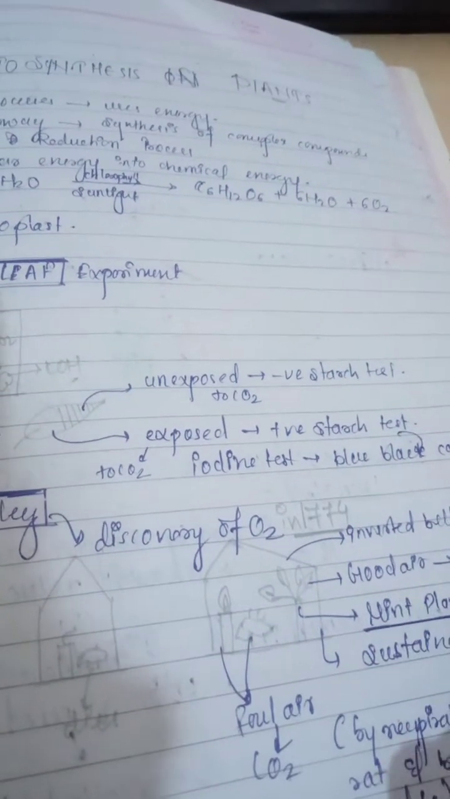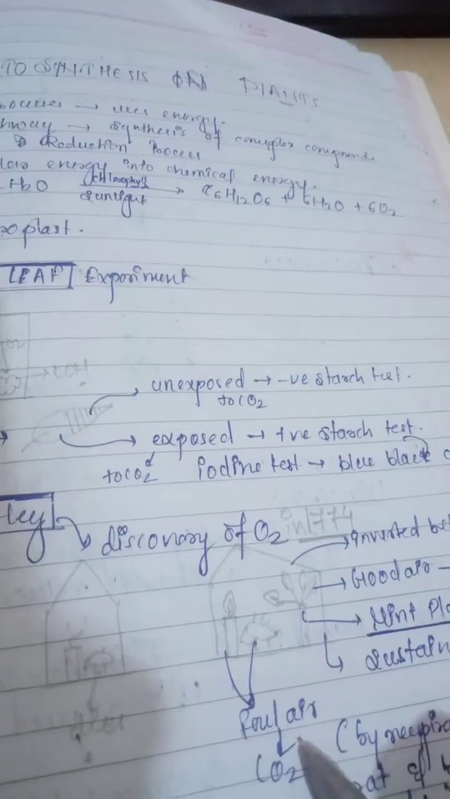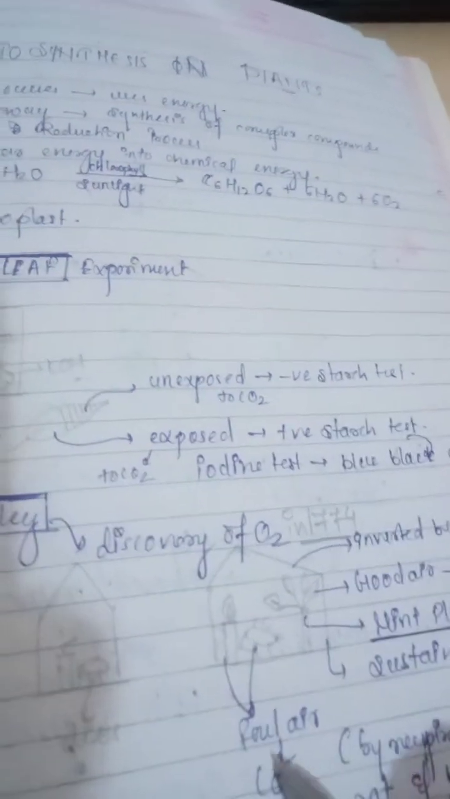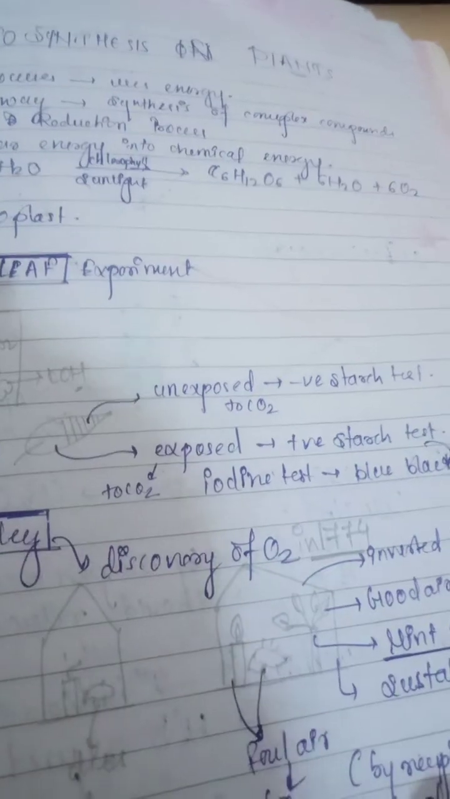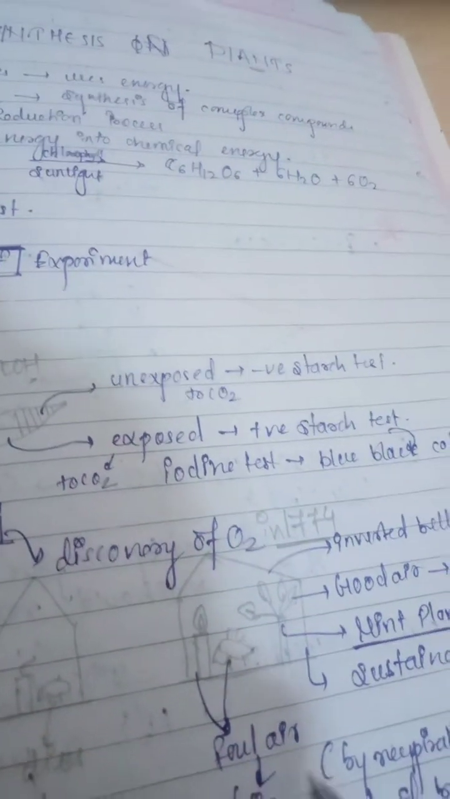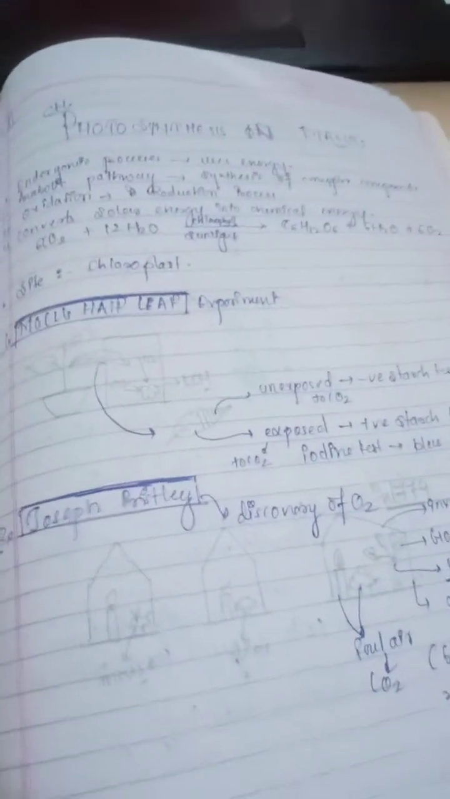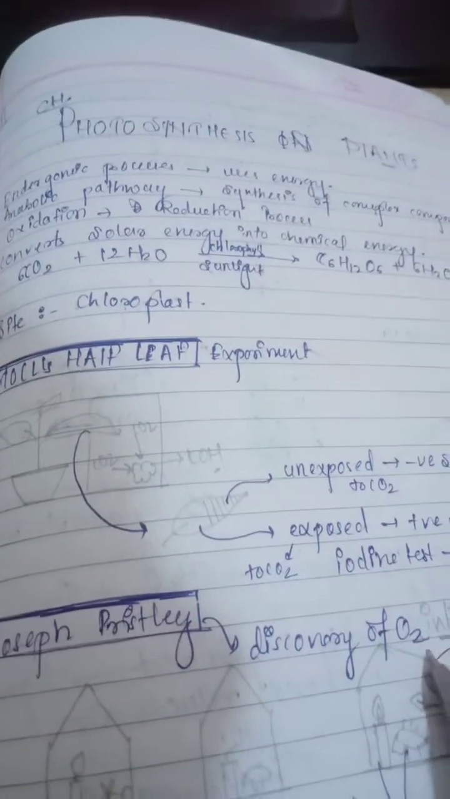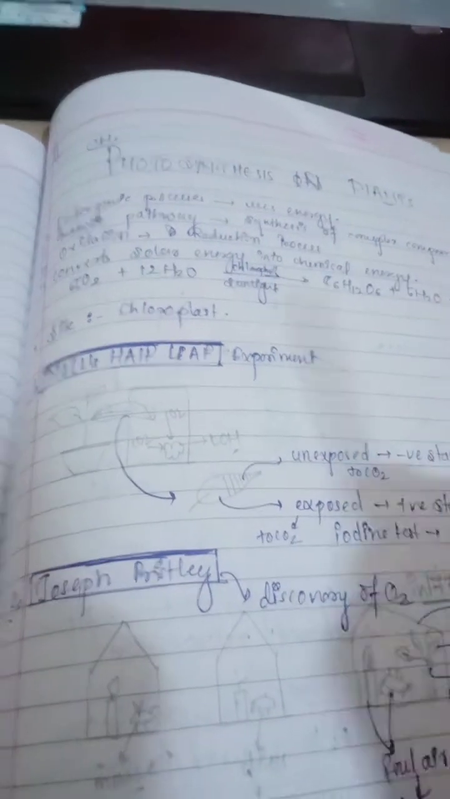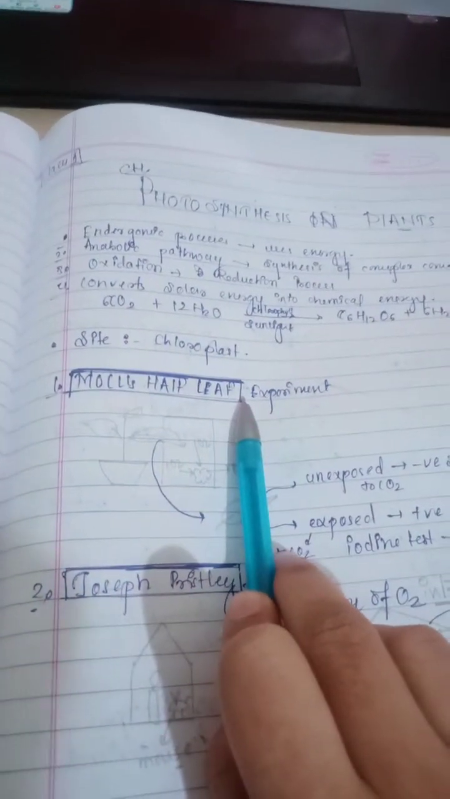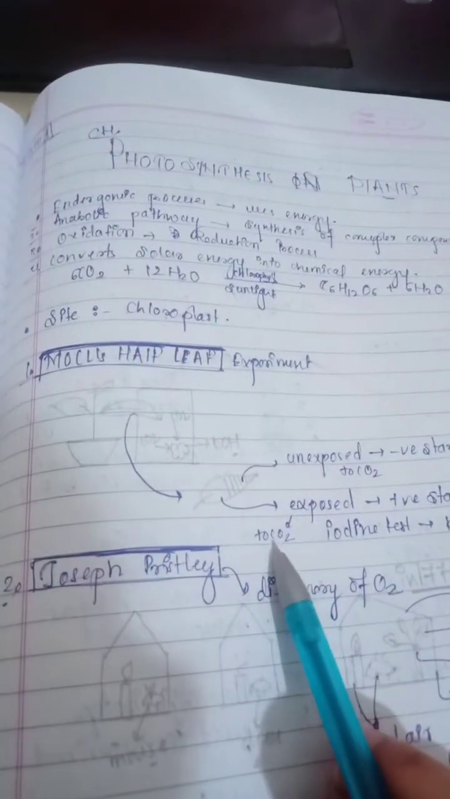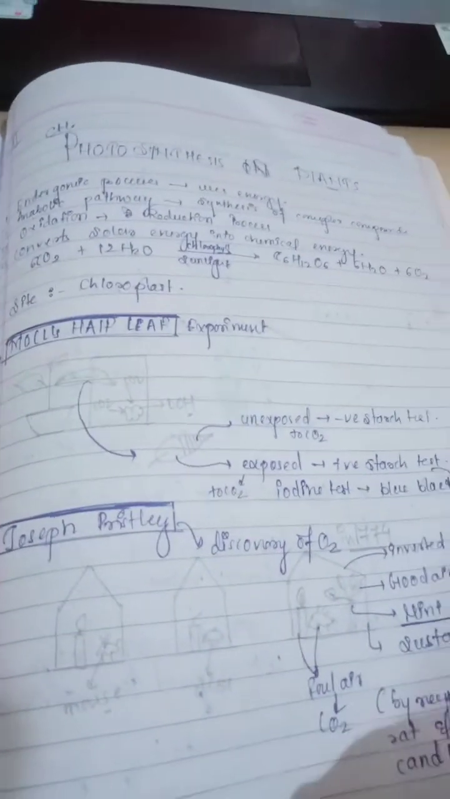This good air is called oxygen, and this foul air is called CO2, which is released by the respiration of the rat and the burning of the candle. So this proves the involvement of oxygen in photosynthesis, and Moll's leaf experiment proves the importance of carbon dioxide in the process of photosynthesis.